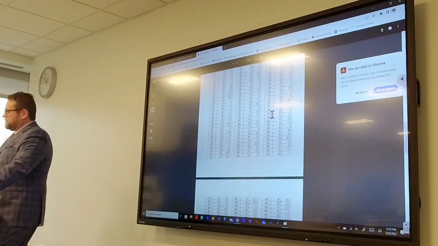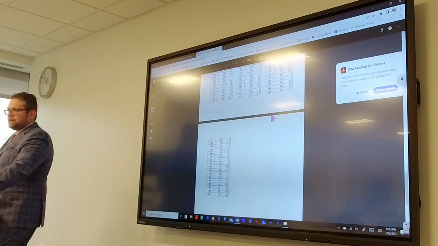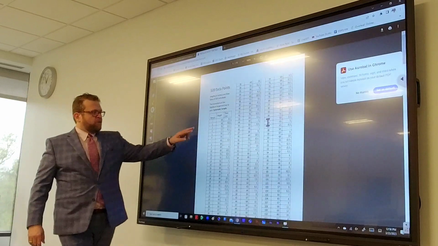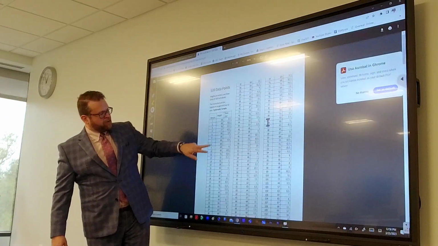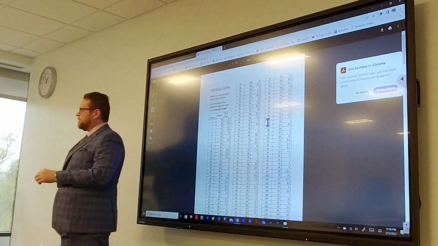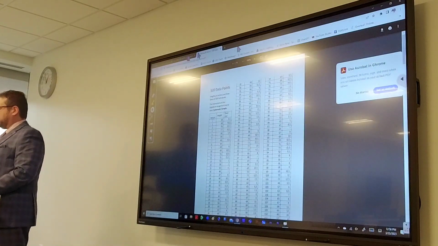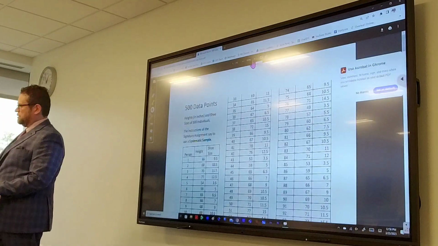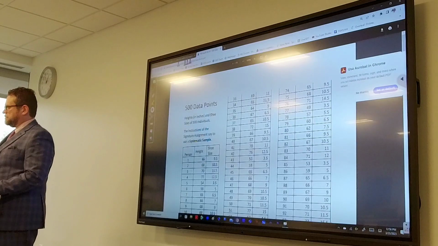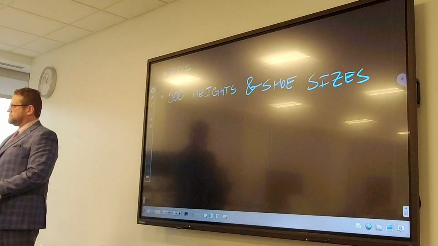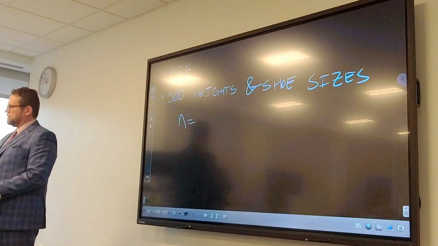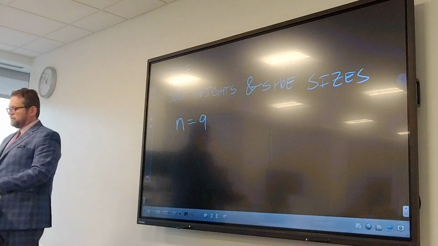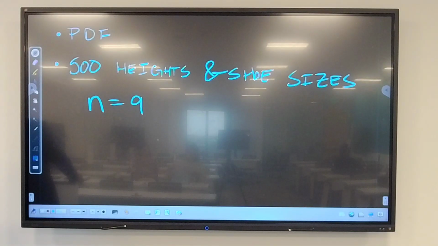All right, so this is, as advertised, a list of 500 heights and shoe sizes. It has the corresponding number, just like their name, but it's numbered. Why do we want this? Because we want to do a systematic sample. The assignment wants the sample to be size 9. So we're going to have n be 9. You should decide on what your system will be to capture that sample.